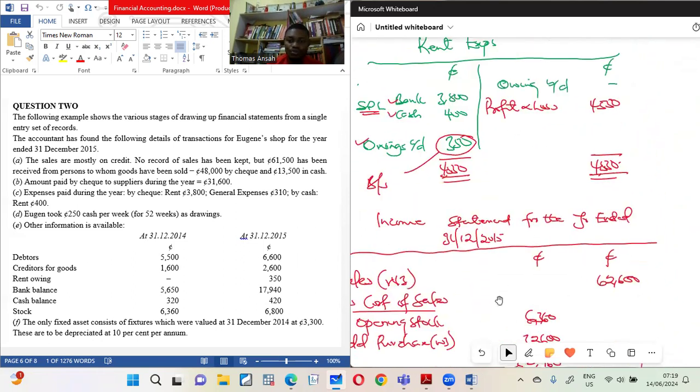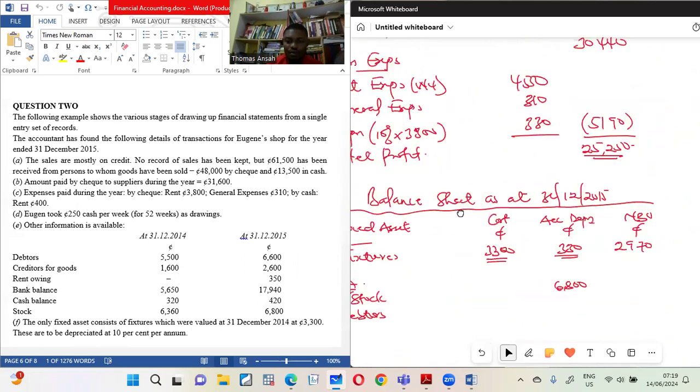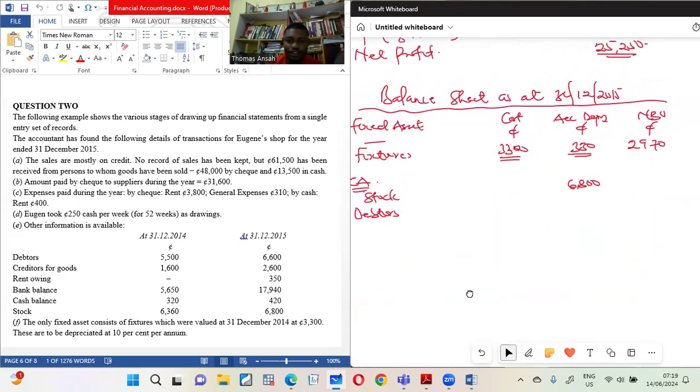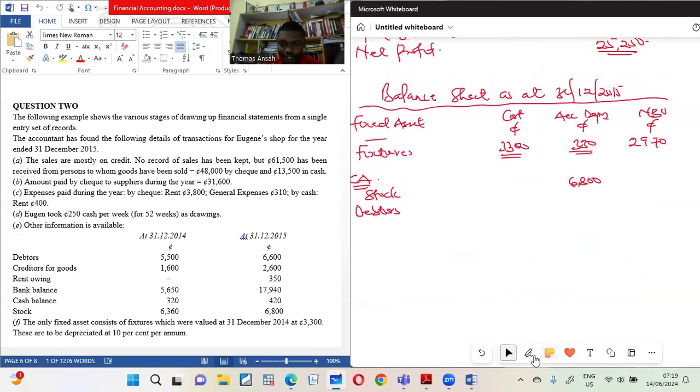So we don't even stress that much over here, unless there is a bad debt, which we would have dealt with inside there. Taking the bad debt would have affected our balance carried down. So for the debtors, we have 6,600.